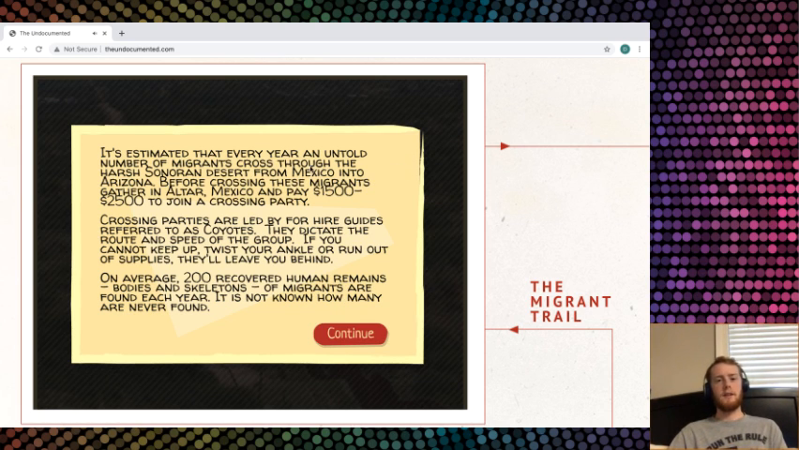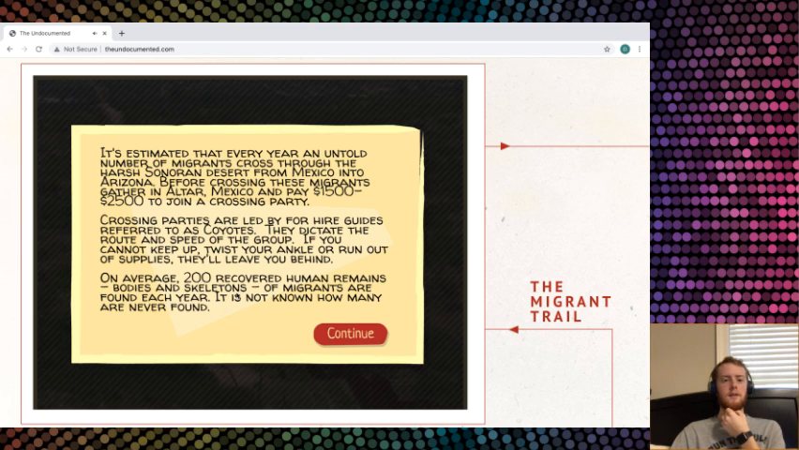It's estimated that every year an untold number of migrants cross through the harsh Sonoran Desert from Mexico into Arizona. Before crossing, these migrants gather in Altar, Mexico, and pay $1,500 to $2,500 to join a crossing party. Crossing parties are led by four hired guides referred to as coyotes. They dictate the route and speed of the group. If you cannot keep up, twist your ankle or run out of supplies, they'll leave you behind. On average, 200 recovered human remains, bodies and skeletons of migrants are found each year. It is not known how many are never found.